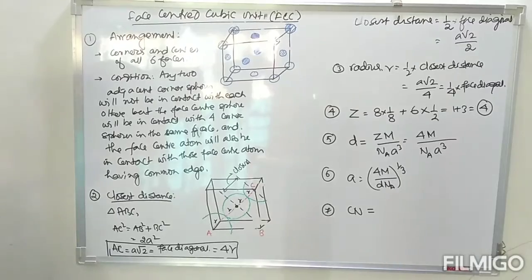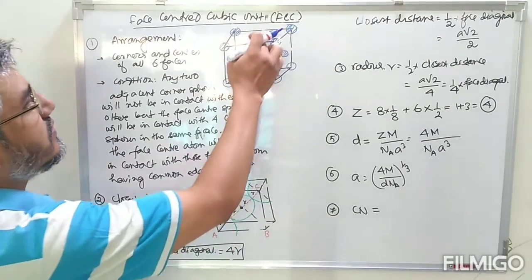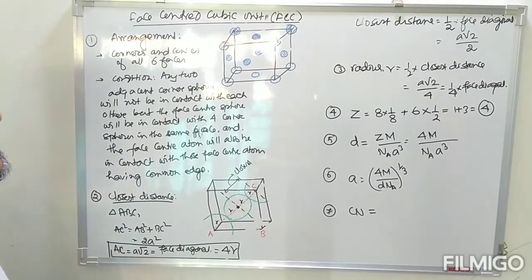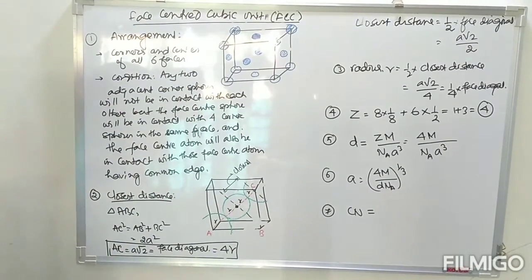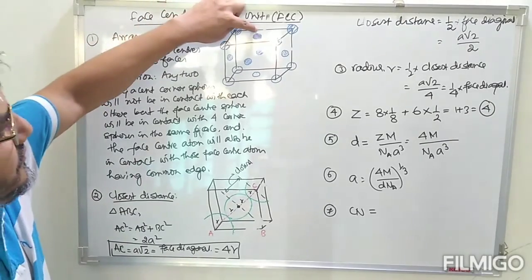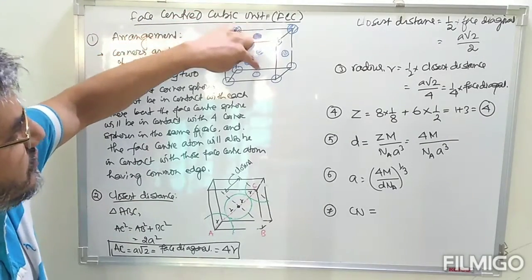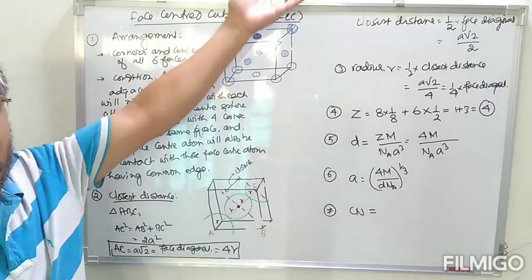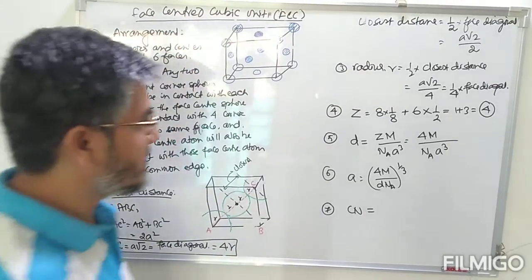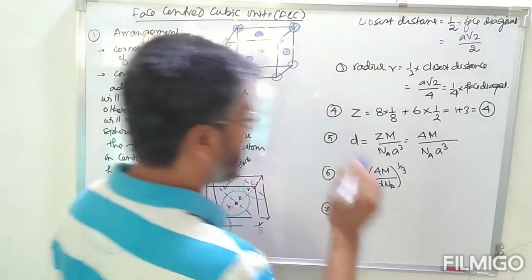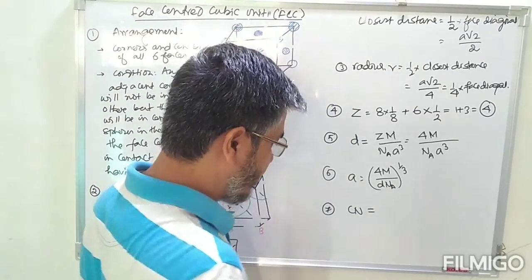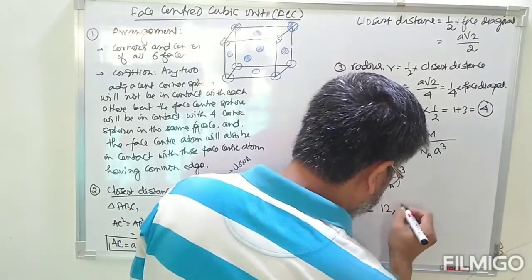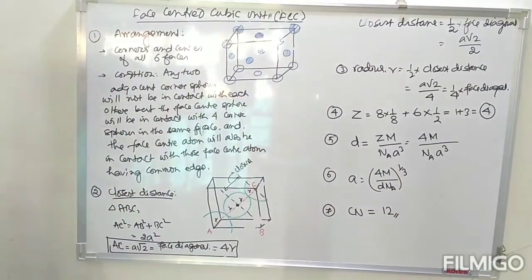Therefore, the coordination number of this will be 4 in the same plane, 4 below, and above this unit cell again there will be 4. So the total number of spheres in contact with these face-centered atoms will be 12. So the coordination number of spheres in face-centered cubic is 12.